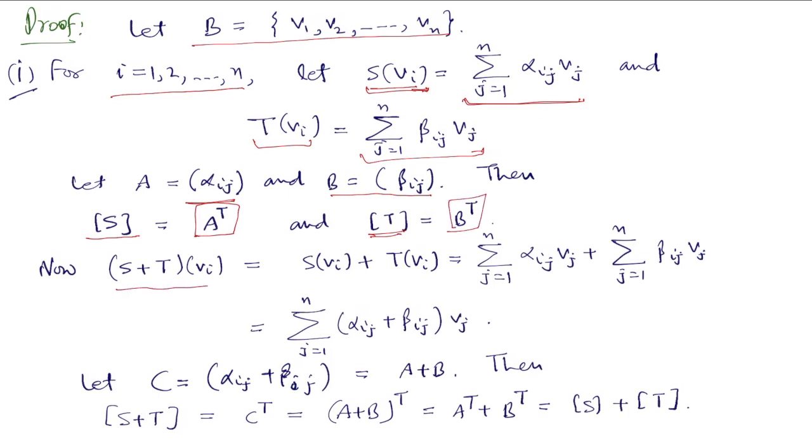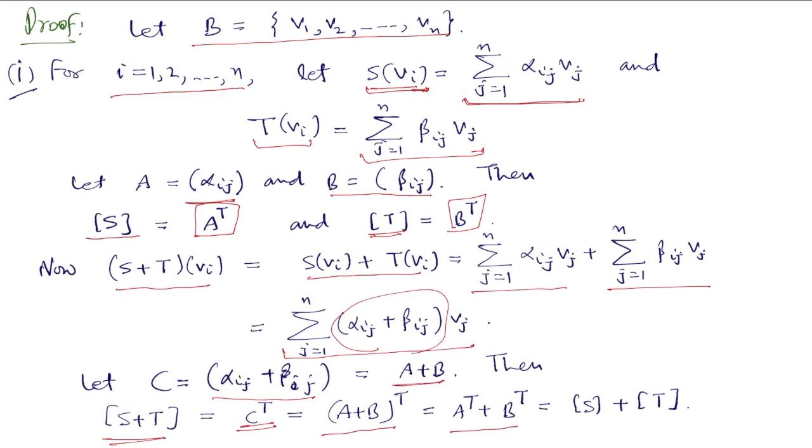Now what is (S+T)(vi)? This is equal to S(vi) plus T(vi). S(vi) is this and T(vi) is this. We can combine these two this way. Suppose C is this matrix (αij + βij). This is nothing but A plus B, and so the matrix of S+T is equal to C transpose, which is equal to (A+B) transpose, that is A transpose plus B transpose, and that is the matrix of S plus the matrix of T. So the first thing is proved.